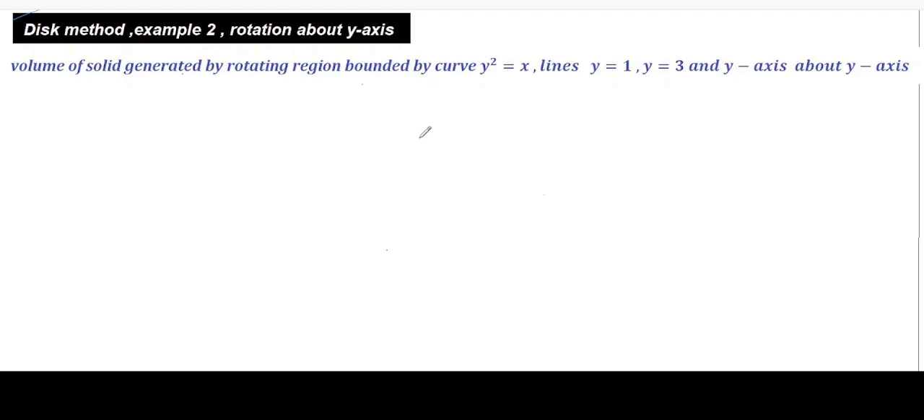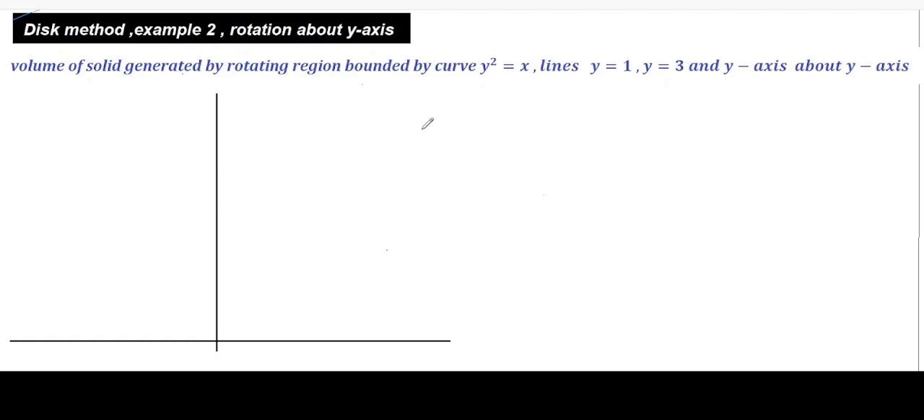So let's start with the x-axis and y-axis. And the curve here is y square is equal to x. And two horizontal lines which are bounding the curve are y is equal to 1 and y is equal to 3. So this is the region which is actually bounded by all the curves and the lines. So we are going to shade this region first. So this is the region bounded between the curves and the lines.